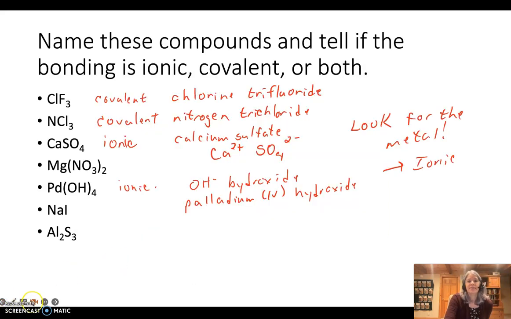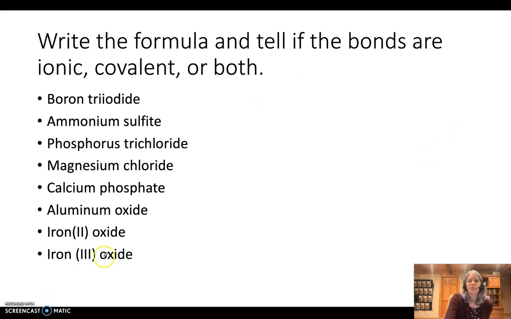The name that was given is boron triiodide, right? So that's going to be boron with 3 iodides. And because the name specifies the number of iodides, then this is covalent, right? If we knew it was boron 3, then we wouldn't have to say triiodide. But we don't know because it's a metalloid. It's right there in the middle, and we're going to call that one covalent.